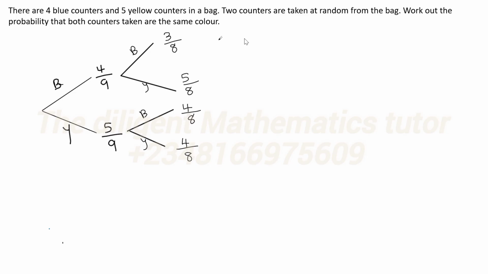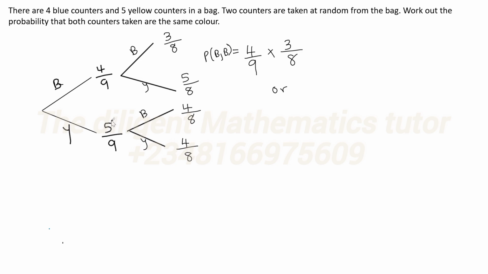Blue, blue. So it is possible: the first blue is 4/9 times blue, blue 3/8. So it's possible that we get 2 blues. That is the first one. Remember, this is how you put the probability of getting blue, blue. That's what we are checking.